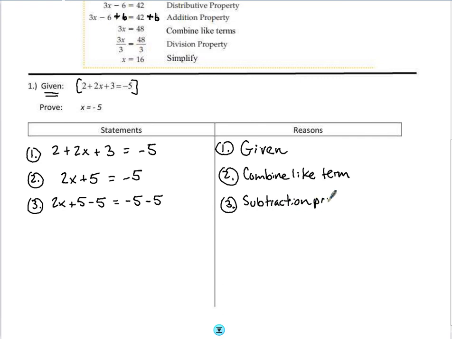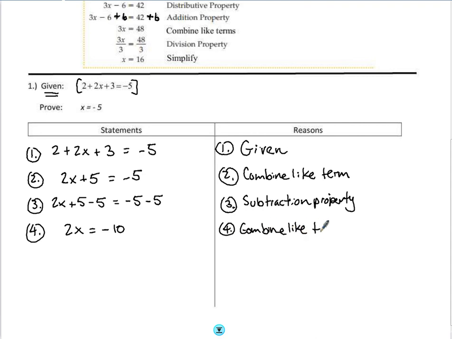Property. Make sure I spelled that right. Subtraction property. Good. Now, in my fourth step I combine like terms. So now I'm left with 2x is equal to negative 10. Now where did I get that? I combined like terms.